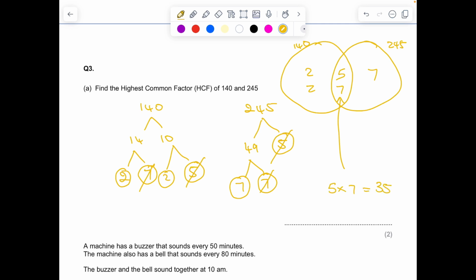And as I said, there are other ways that you could have done that. Some of you literally would have gone through all the factors of 140 and all the factors of 245, and then hopefully found that the highest is 35. My only issue with that is that sometimes you miss factors, and so then you end up with an incorrect answer.